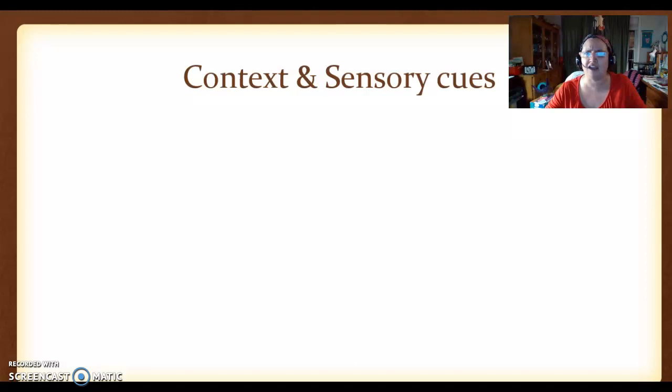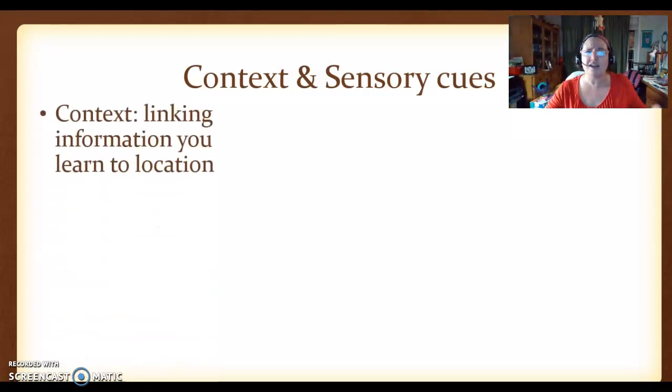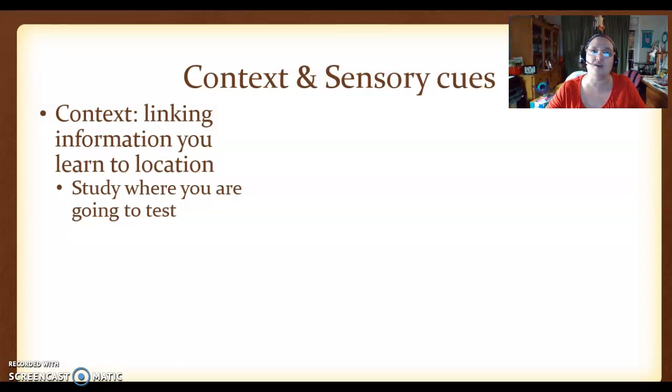Another thing you can talk about, context and sensory cues. Context is when you link the information you've learned to location. For example, telling someone to study in the same spot they're going to take the test. That doesn't work for the end of course exams, of course, but if you're taking a test for, let's say, psychology class, and you study at the desk where you're going to take the test, that's really going to help you do better.